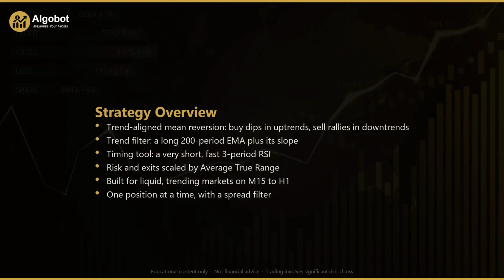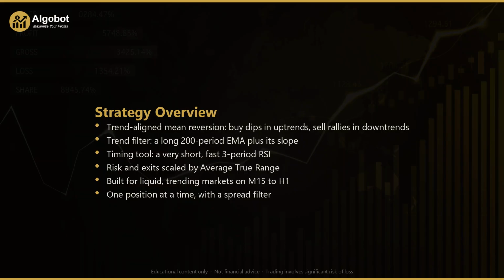Three ingredients do the work. First, a trend filter, built from a long 200-period exponential moving average, and, importantly, its slope. Price above a rising average points to an uptrend. Price below a falling average points to a downtrend. Second, a pullback timer, which is a deliberately short, 3-period relative strength index. Because it is so fast, it snaps to an extreme reading on even the smallest dip or pop, marking the likely exhaustion of the countermove.